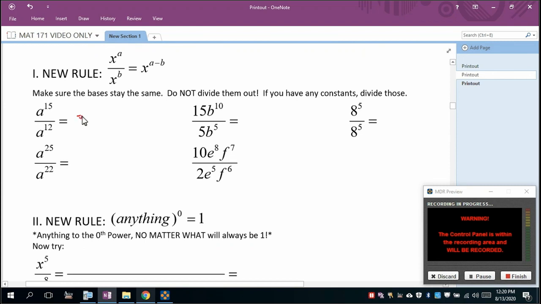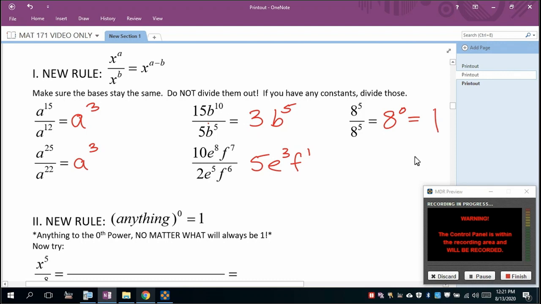So for this, you'd have a to the 3rd, a to the 3rd. If you have constants, you divide those. So 15 divided by 5, that's going to give us 3b to the 5th. This will give us 5e to the 3rd, f to the 1st. That first power of f is optional. Then 8 to the 5th over 8 to the 5th is 8 to the 0. But if you did this in the calculator, you would get 1.